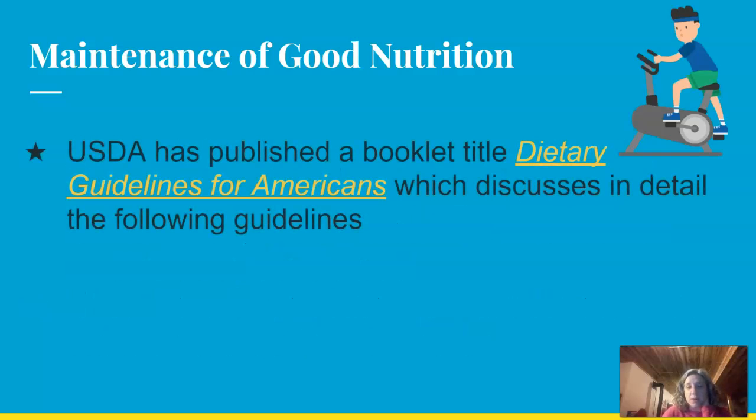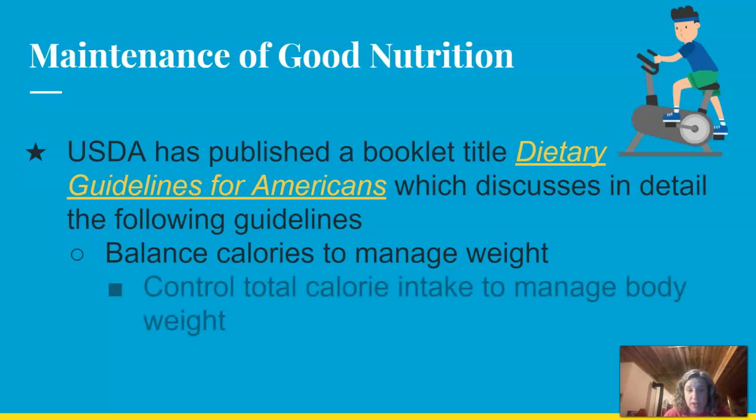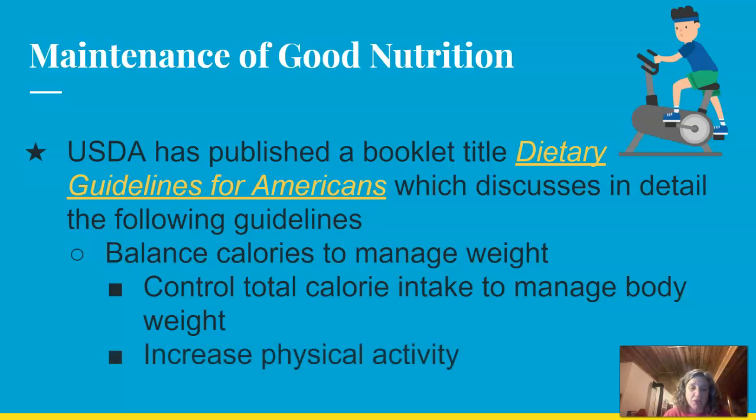So the USDA has published a booklet titled "The Dietary Guidelines for Americans," which discusses in detail the following guidelines. If you want to click on the link, you can certainly take a look at it. It is 144 pages long, but it might be some good reading, and you will learn a lot from it. So one thing they say is to balance calories to manage your weight. So control total calorie intake to manage body weight and to increase physical activity. So that sounds pretty easy, doesn't it? You control your calories, you lose weight. Or you control your calories, increase your physical activity, you lose weight.